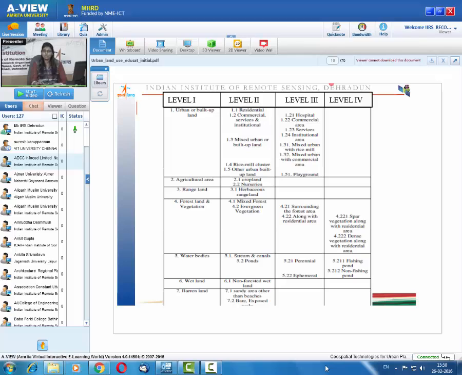This is the level 1, 2, 3, 4 classification of USGS, where level 1 becomes urban or built up land. However, level 2 becomes residential, commercial, industrial. Level 3 becomes further subdivision of those classes. And level 4, it might go to level 4, it might not go to level 4.